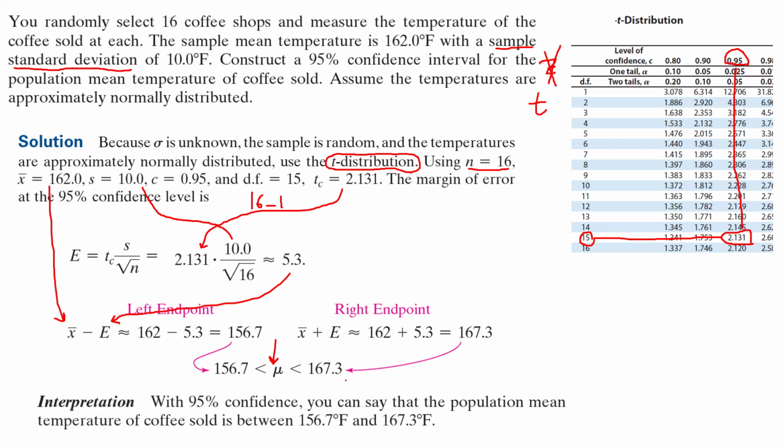Are we 100% confident about that? Of course not. With 95% confidence, you can say that the population mean temperature of coffee sold is between 156.7 degrees and 167.3 degrees. So again, the important key is you have a sample standard deviation. That's why you're using the t distribution. If population standard deviation is given, you're going to use z. That's the main difference between these two distributions.